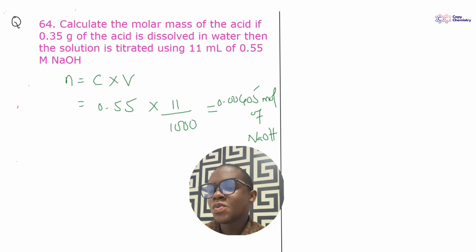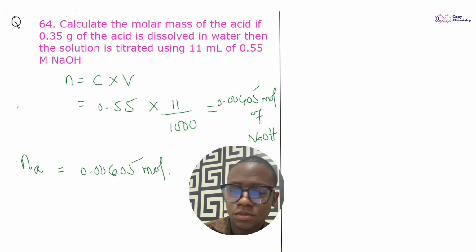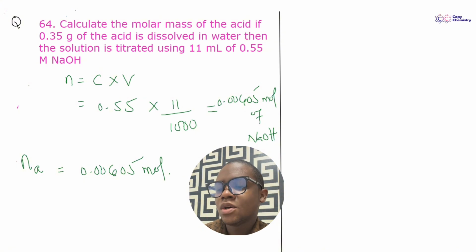Good. So that means we can infer here that our number of moles of the acid will also be 0.00605, since they said all the acid was titrated using this amount of base, which is actually 0.00605 moles. So 0.00605 moles of the acid is what was there as well. That's what it means. You see that? That alone is really, really important. So the number of moles of the acid has been gotten now.